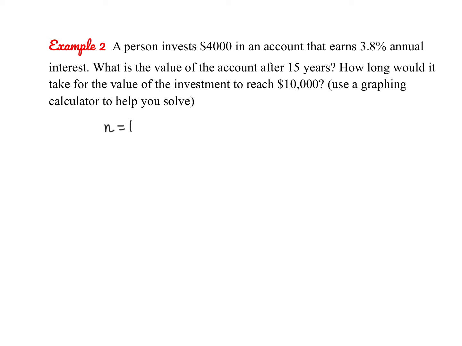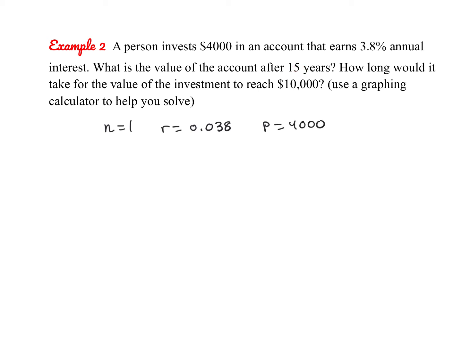So N is equal to 1. But that money that you earn each year is then added to your account, and then you're going to earn money on that. So N is 1. We know that R is 0.038. And then our principal is 4,000. And then T is going to be 15 years.